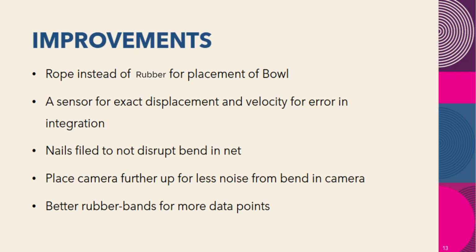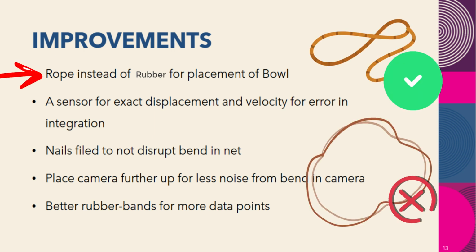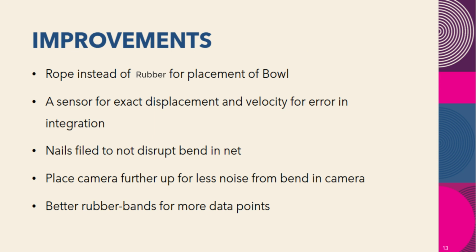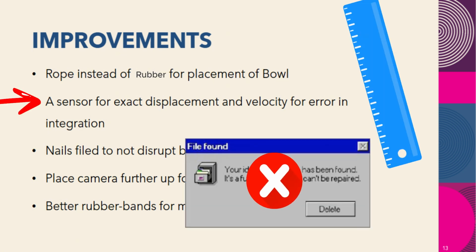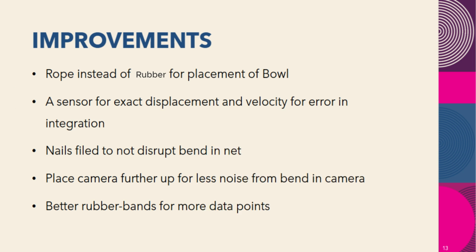Some improvements to be made on our device include: 1. Using a rope instead of rubber bands for the placement of the carrier device. The rubber bands proved to make it harder to pick up the carrier due to its weight, so using proper string or rope next time would help with the ease of use. Next would be to use a sensor for exact displacement and velocity instead of using the measuring tape so we can eliminate the possible errors of integration.